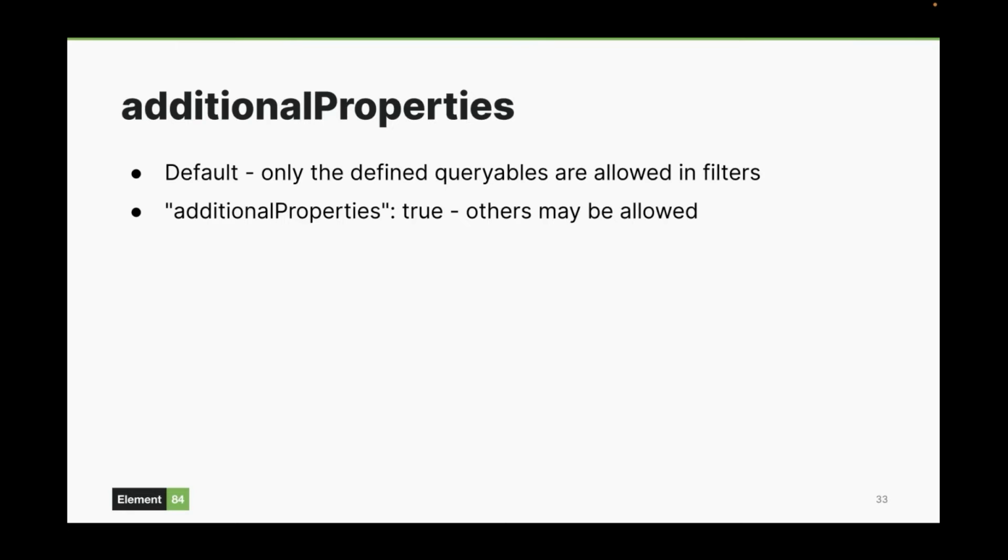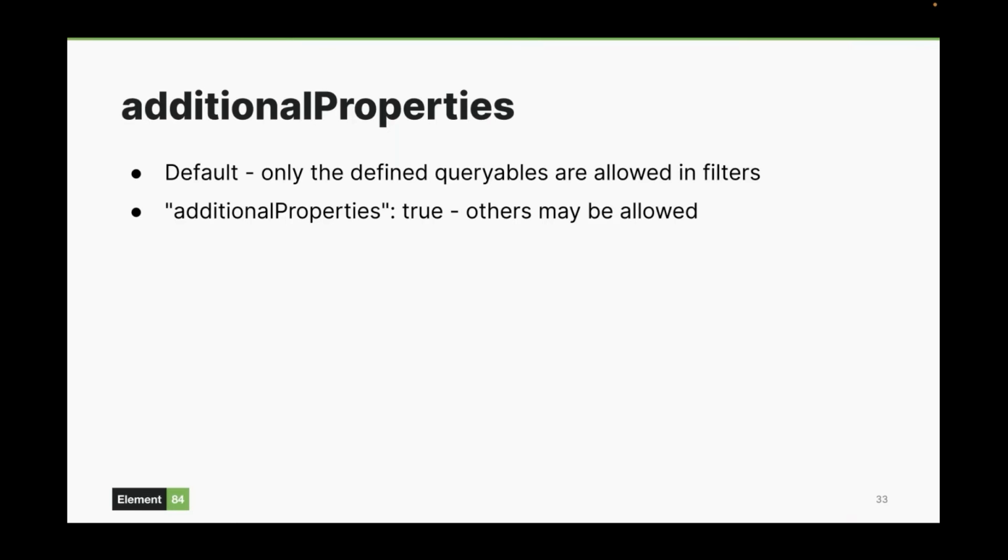So by default with this Queryables mechanism, the only valid Queryables that can be used in an expression are the ones that are defined in that schema. But there's a property called additional properties in the schema that says users can try to use other properties. They may not work, they may not have the expected behavior, but it's not going to be an immediate failure if they do try to use other properties.